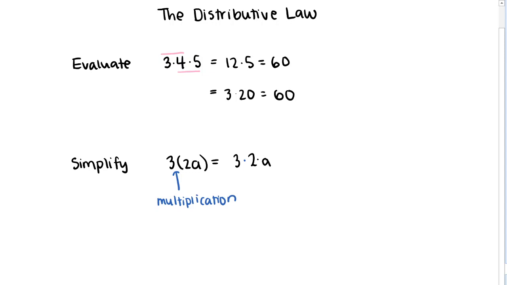So this is a lot like the expression we had above, 3 times 4 times 5, but this time we have a instead of the very explicit number 5. But a is there to represent some number, right? So this is really just the same as, I can rewrite this as 3 times 2 times a, which is 6a.